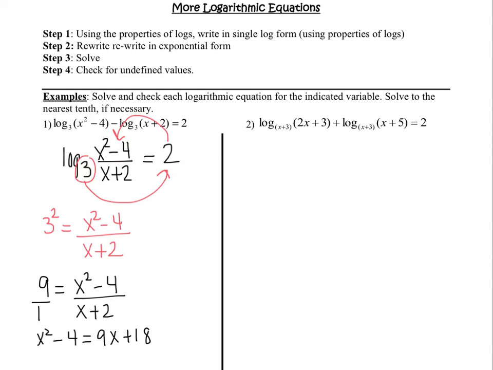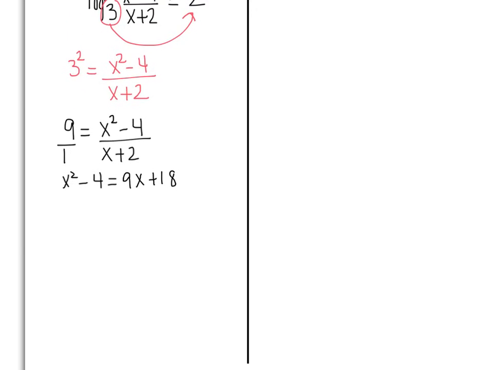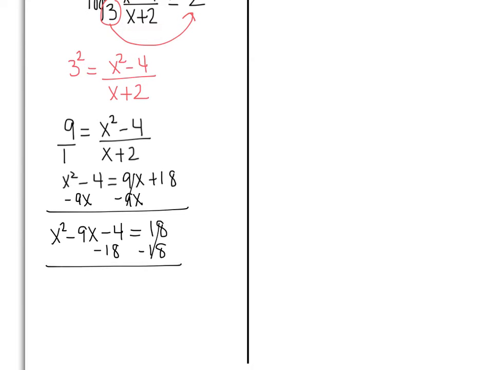And now we just have to get everything equal to 0 so that we could factor, t-chart, and solve. So minus 9x, we could put this in the middle. So this would be x squared minus 9x minus 4 equals 18. Then we should subtract 18 on both sides. So we have x squared minus 9x minus 22 equals 0.